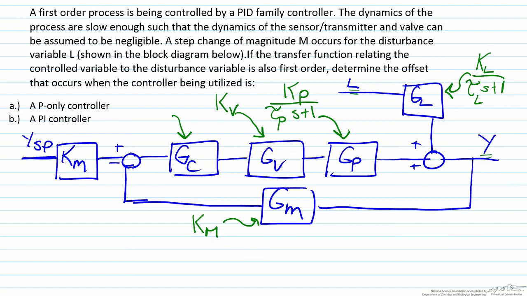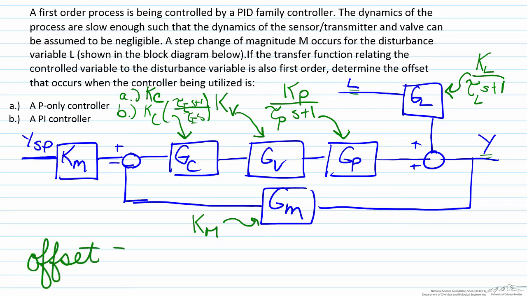For our controller, we have two parts to this question. One is a P-only controller whose transfer function is KC. And part B is the PI controller, which can be written as KC (tau IS plus 1) over tau IS. The question is asking to determine what the offset is at the steady state value and to assess how it handles the disturbance. So therefore, this will be the difference between the desired value of Y minus the actual value of Y.